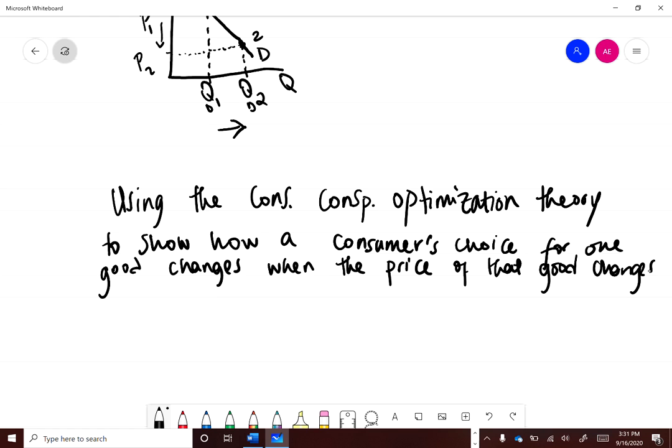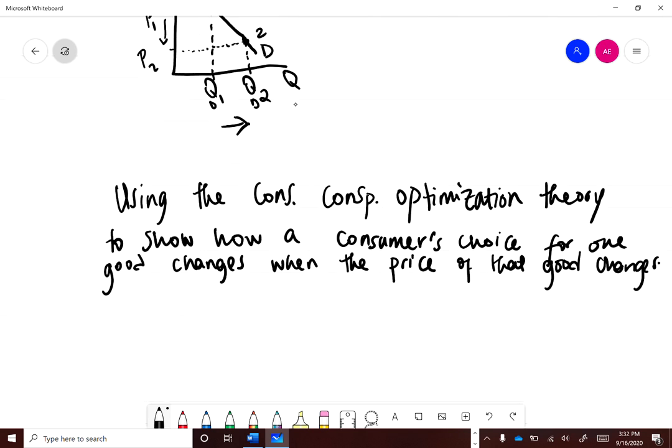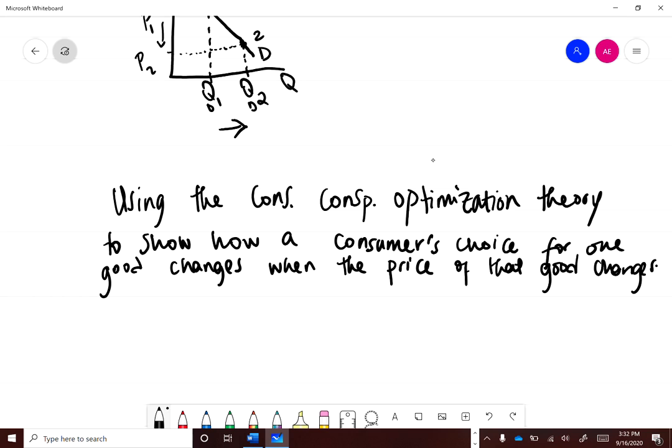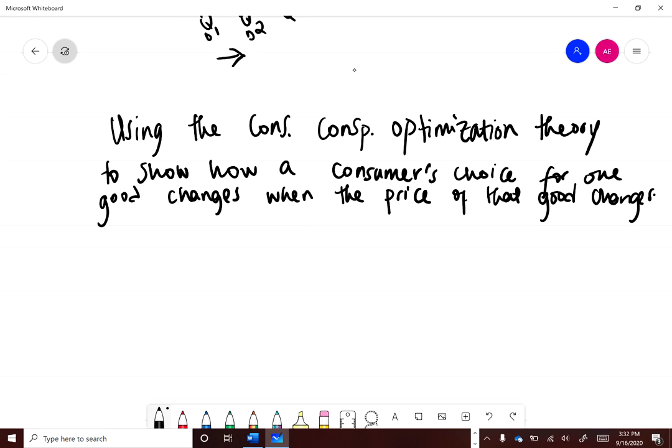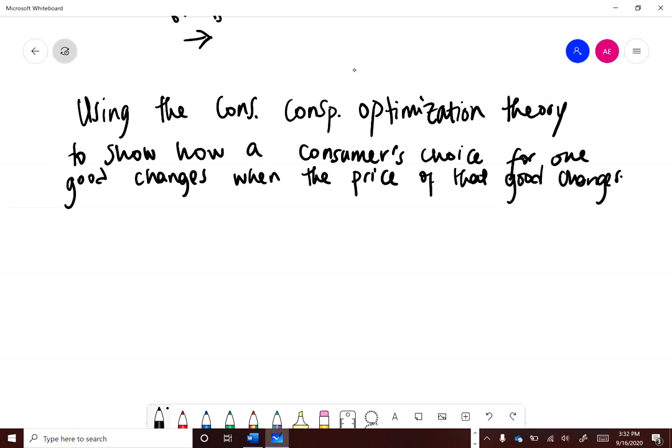Right? So basically what we want to do is combine this idea of the law of demand that we know with regards to change in price and quantity with our consumer optimization theory, where we're saying the consumer will always be optimizing even as they're moving from QD1 to QD2. Okay? Right, optimizing what? That's a good question. Optimizing their happiness. Okay. All right, we'll talk more about that.